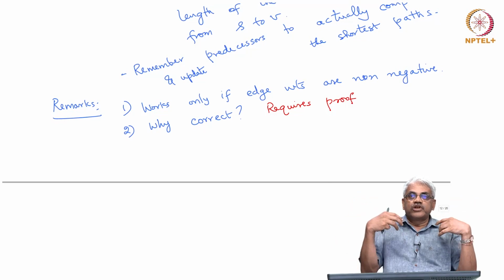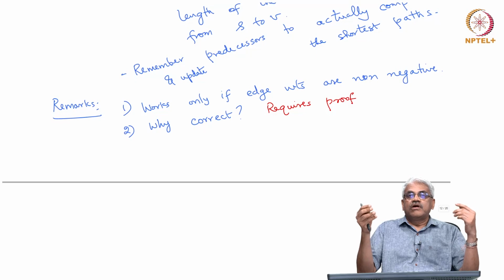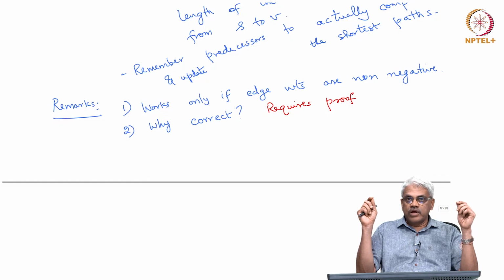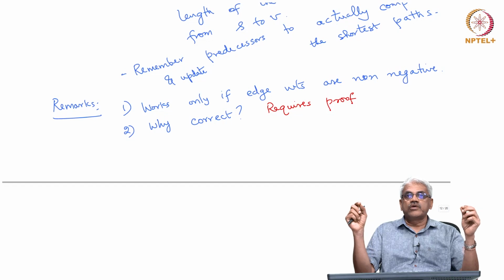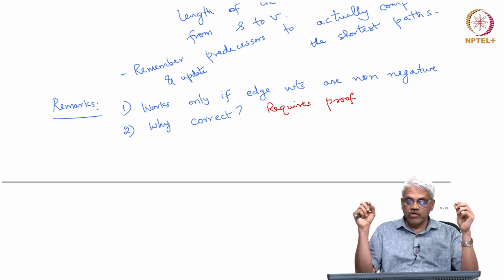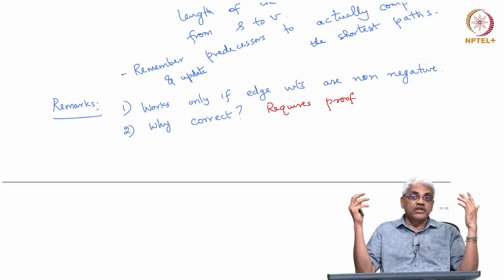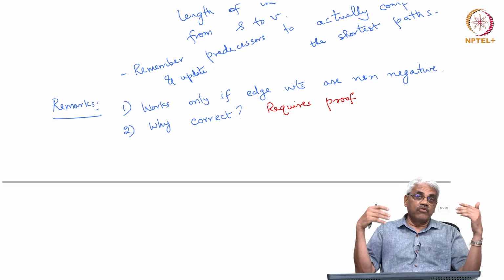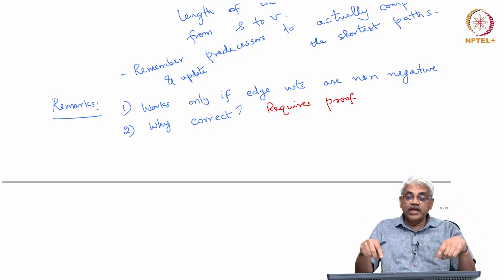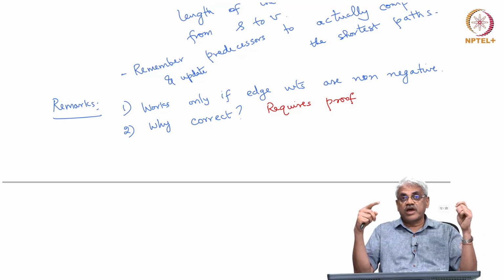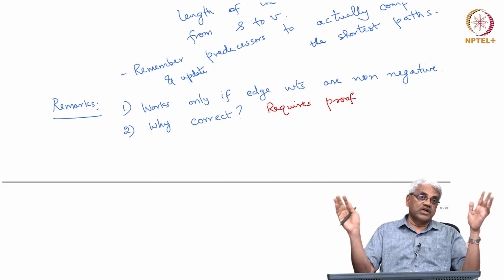It's not enough to run an example of Dijkstra's algorithm and say this is Dijkstra's algorithm. At least make sure students understand that there is a requirement for a proof of correctness, and it works only when the edge weights are non-negative. The proof of correctness critically uses the fact that the edge weights are non-negative. If there are negative edge weights, Dijkstra's algorithm fails.